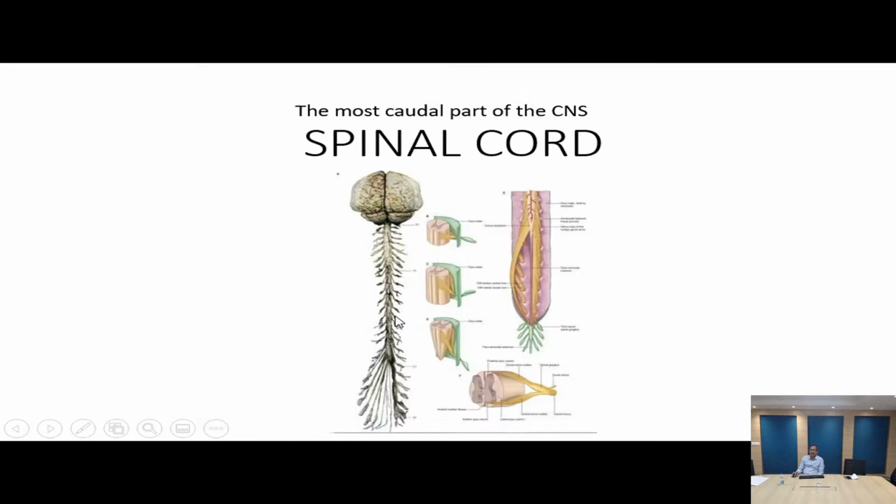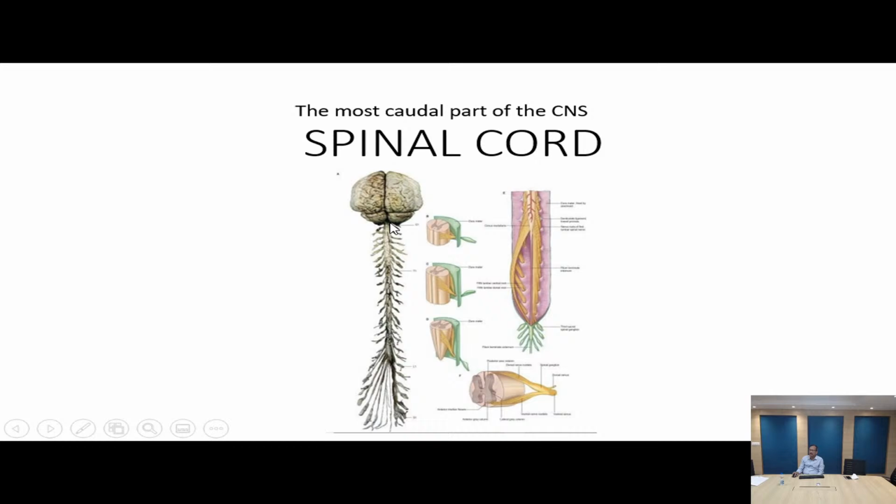Looking at the spinal cord, this is the spinal cord. The total length is, on an average, about 45 centimeters, and it also has the same coverings: the dura mater, arachnoid mater, and pia mater. It also has the CSF between the arachnoid mater and the pia mater, and you can see that the spinal nerves are coming out from the spinal cord. There are two enlargements of the spinal cord. This is the cervical enlargement, this is the lumbar enlargement.